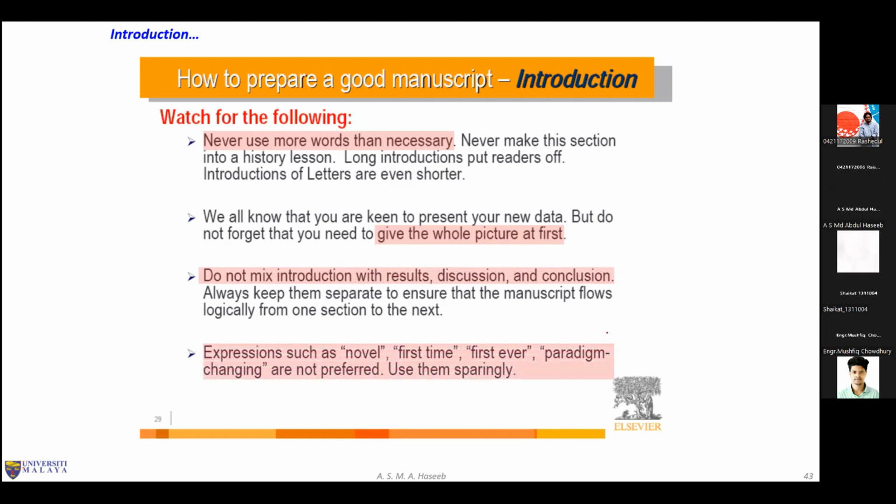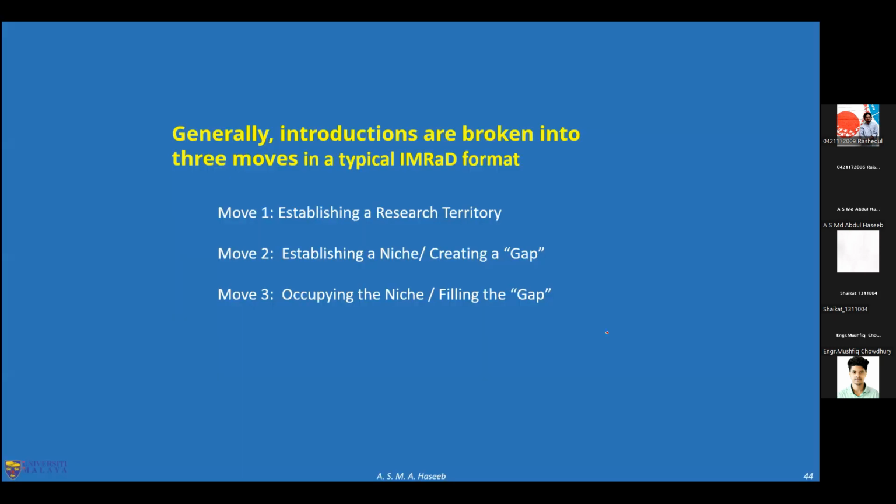Also, some students claim this kind of big thing. So I have achieved this for the first time, first ever. This kind of words are not liked by the editors. You just plainly tell what you have done, what you have found. And if it is new, then the reader will understand. So an educated reader will easily understand the value of your work. So you don't have to make this kind of claim like novel, first time, etc. So these are the general information we have to give in the introduction.